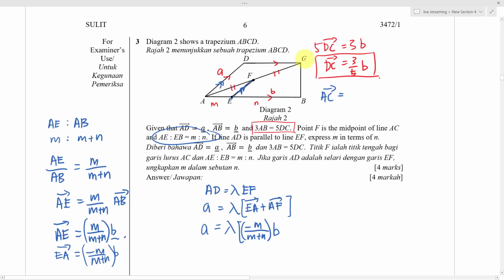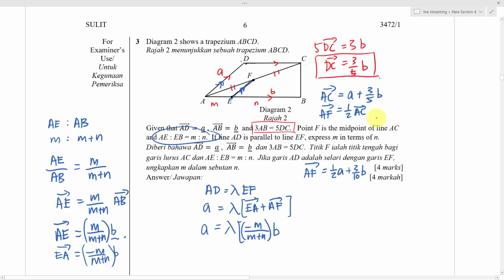A to C is basically A plus 3 over 5B, because AC equals AD plus DC, and DC is 3 over 5B, isn't it? So we know AF is half of AC, because F is the midpoint. So AF is half of AC, and therefore I can get my AF easily. I just halve the whole thing here. I get half A, and then half multiplied by 3 over 5, I get 3 over 10B.